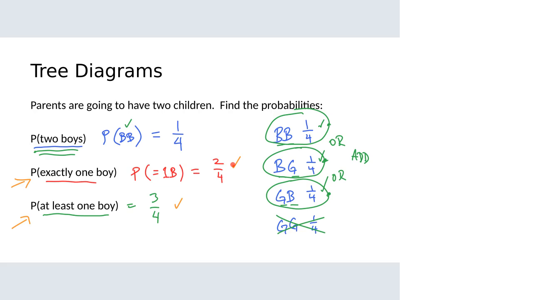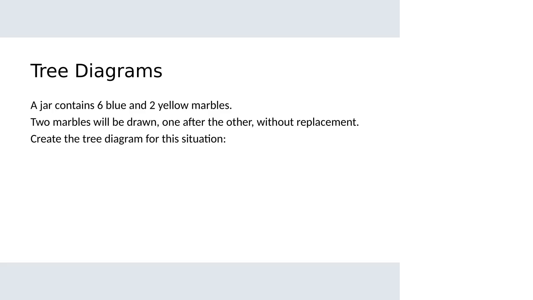Okay, all right. Let's do one with some more interesting probabilities on it. A jar contains 6 blue and 2 yellow marbles. 2 marbles will be drawn, one after the other, without replacement. Create the tree diagram for this situation. And we'll do this one together. I'll give you a chance to make one on your own in a little bit. First, we're going to do this one together.